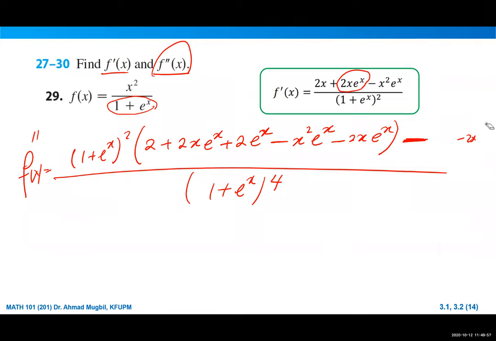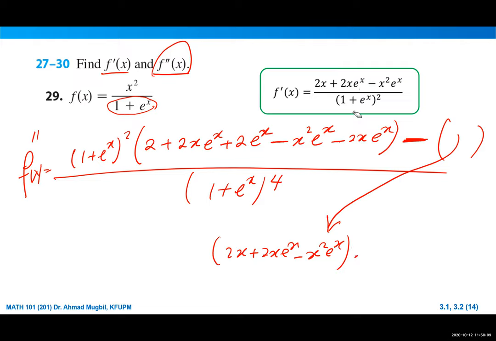Let me write it here. Minus here, minus the denominator multiplied by the derivative of the denominator. Now, what is the derivative of the denominator? You need to use the chain rule in this case. It will be 2 times 1 plus e to the power x multiplied by e to the power x, using the chain rule that we are going to have in 3.3, inshallah, in 3.4. Or we can use the product rule, as the function multiplied by the same function. Yes, we will have the chain rule in 2.4 and it should be applied there.